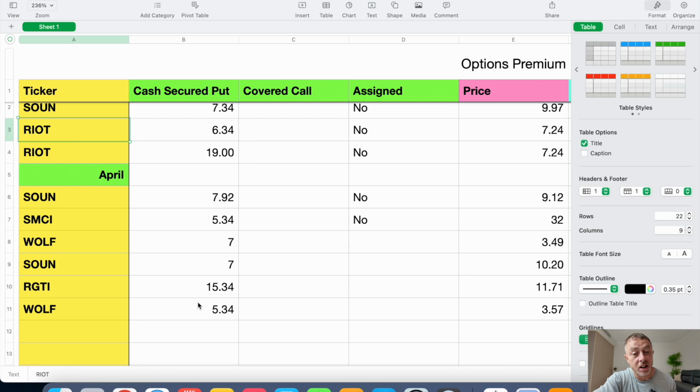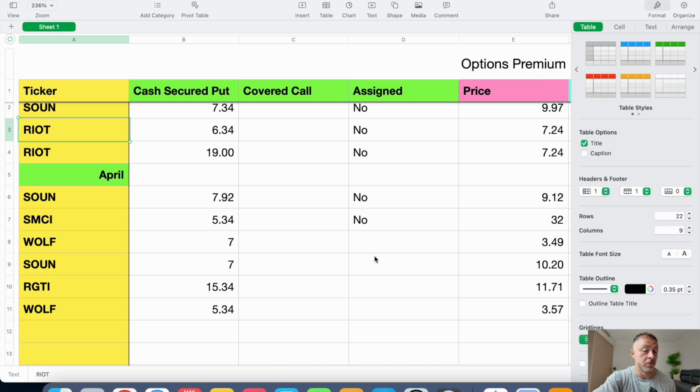RGTI, $15.34. And Wolf, $5.34. So these are the 4 options that I actually have open right now at this point in time, because I have 2 more in my other account that I didn't share with you guys yet. But this week I made $35 in put options, and they don't look like they're going to get assigned. We still have a few more days, but we'll see.